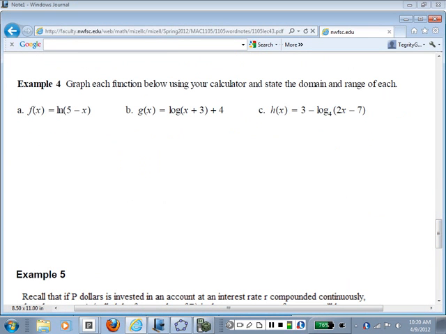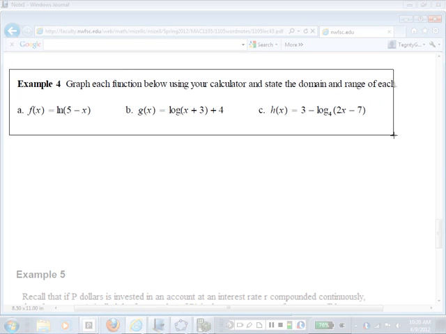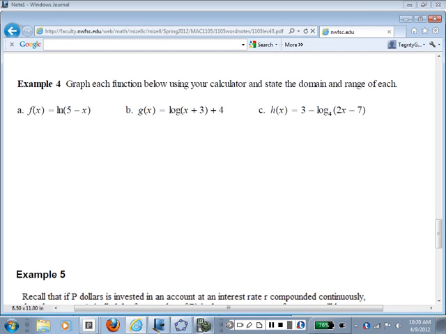Domain and range and vertical asymptote of a log function. We talked about domain and range and horizontal asymptote of some transformations of exponential functions. Let's see if we can figure the domain and range and vertical asymptote of some transformations of log functions. Natural log of 5 minus x.